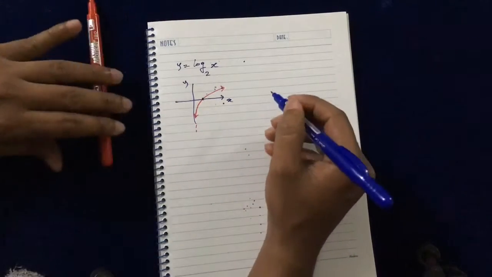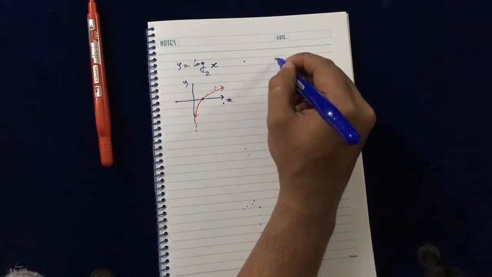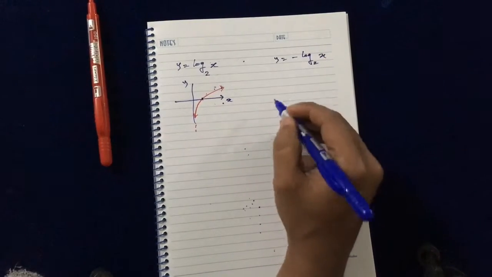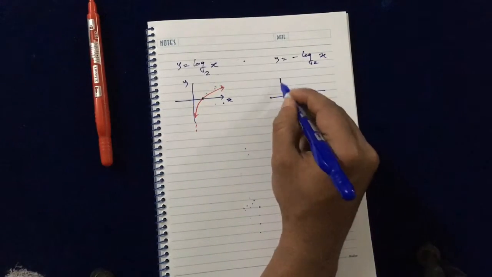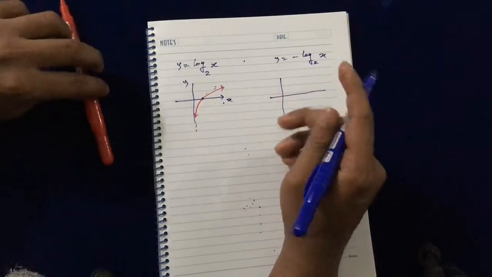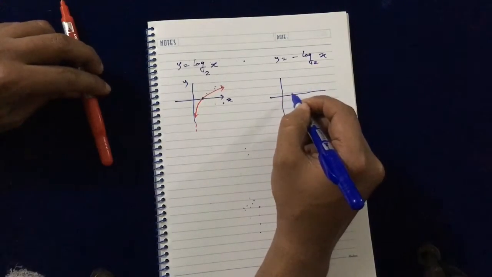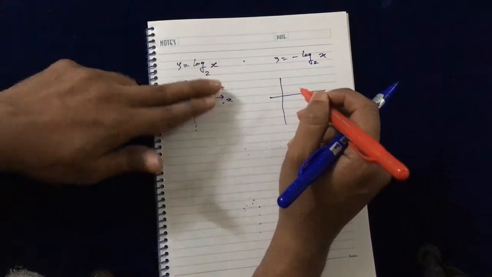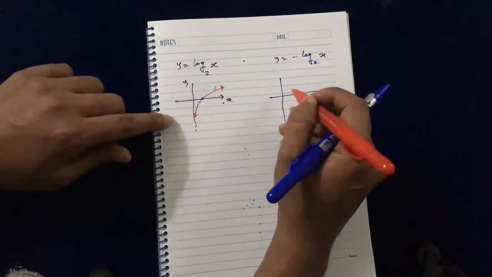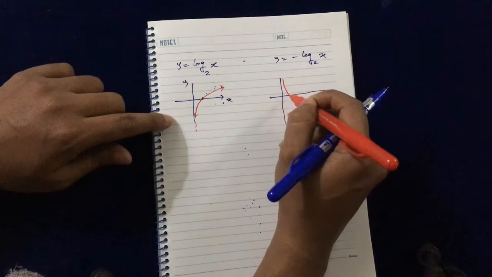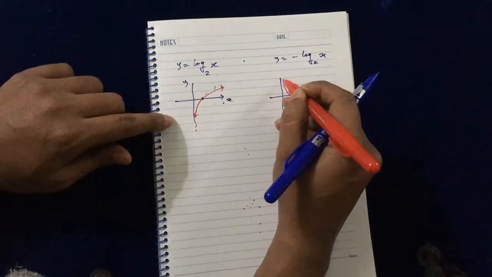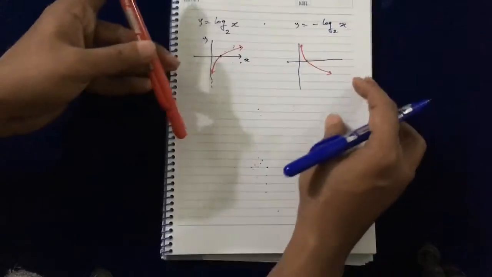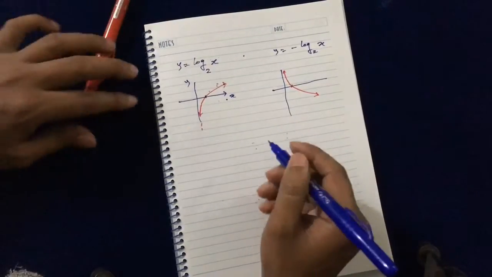Then let's try to draw another graph: y equals minus log base 2 of x. For the minus, the graph will have a reflection. This line will go here and this line will come here. After the reflection, the graph will look like this, and this is our point (1, 0).